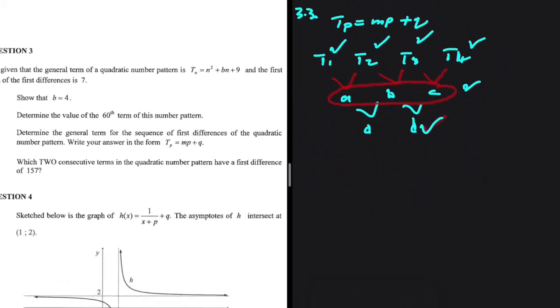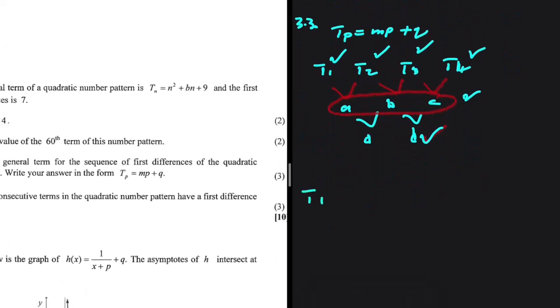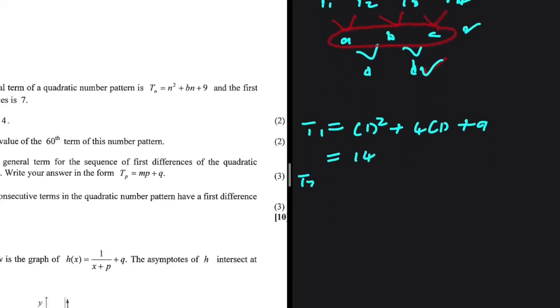So let's go ahead and find T1. T1 will be equals to 1 squared plus 4 multiplied by 1 plus 9. This is equals to 14. While T2, on the other hand, will be equals to 2 squared plus 4 multiplied by 2 plus 9. This is equals to 21.